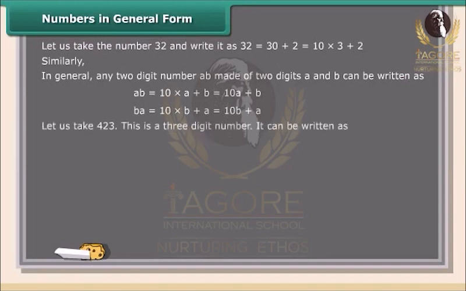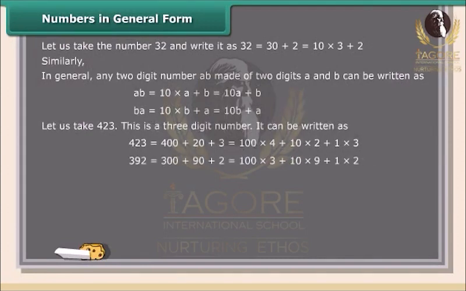Let us take 423. This is a three-digit number. It can be written as 423 is equal to 400 plus 20 plus 3, which is 100 into 4 plus 10 into 2 plus 1 into 3.